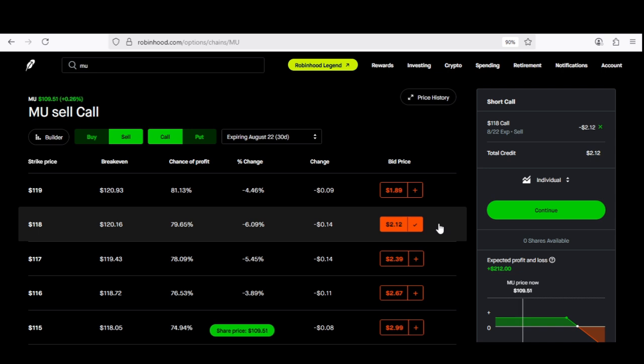The first one is you need to own the stock, 100 shares. You need to own the stock outright. Criteria number two, you need to be able to control 100 shares of the stock.